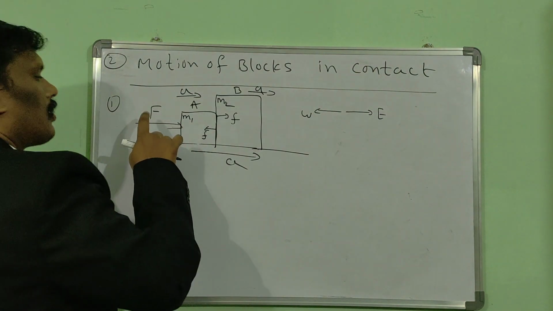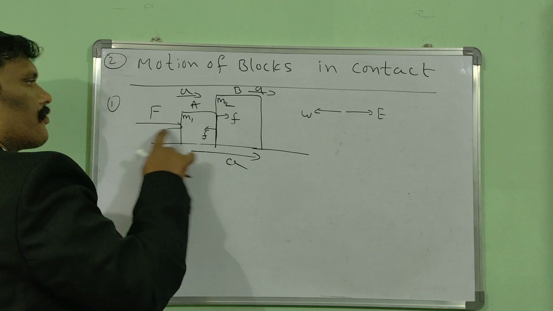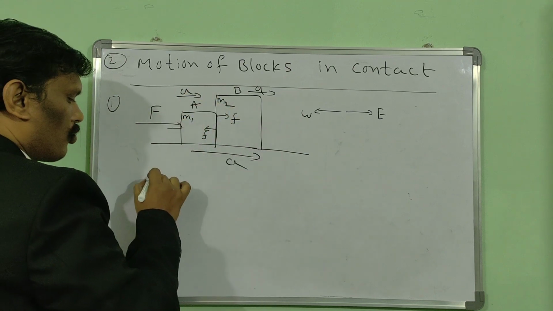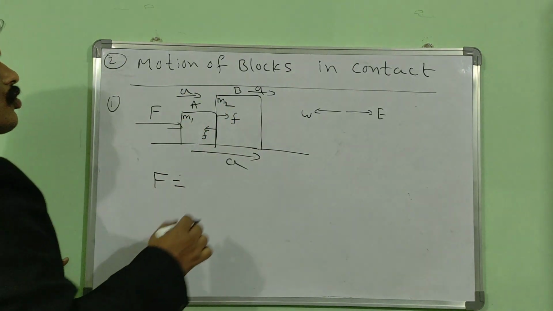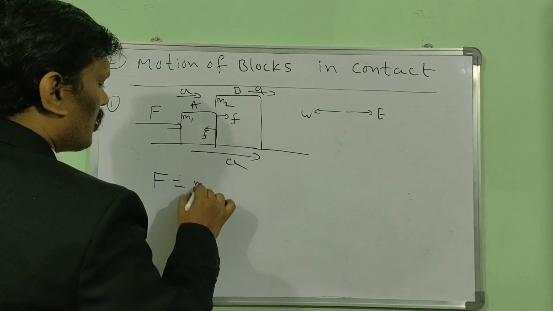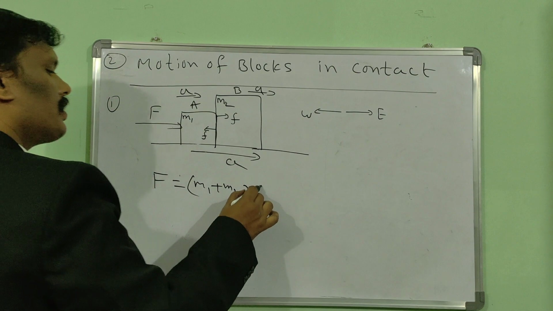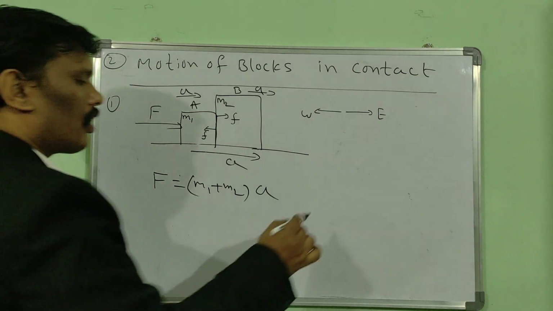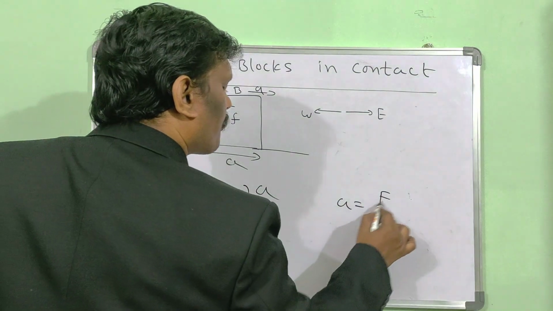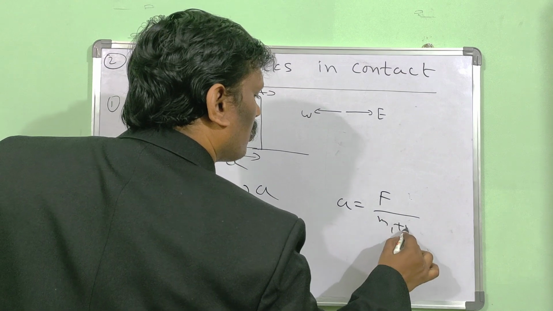So only the applied force F itself is the total force acting on the system. F is equal to the total mass of the system, M1 plus M2, times the acceleration of the system, A. That's all, problem over. Then what is A? Applied force divided by total mass.